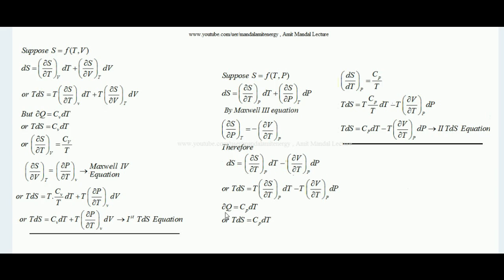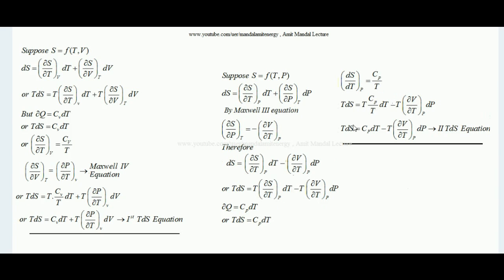Second thing is, what is the heat added to a gas at constant pressure? The equation is del Q equals Cp dT per unit mass. This is the amount of heat added to a unit mass of gas at constant pressure. But del Q equals TdS, so in place of del Q I am writing TdS. This del Q equals Cp dT is the heat added at constant pressure. So ds by dT at constant pressure equals Cp by T. So del s by del T at constant pressure can be written as Cp by T.